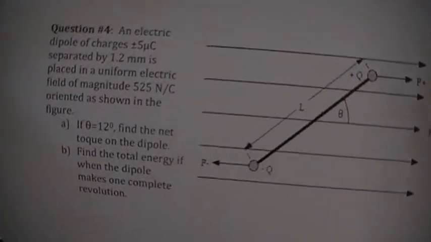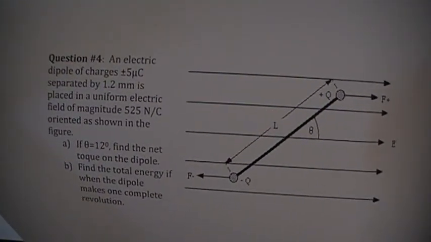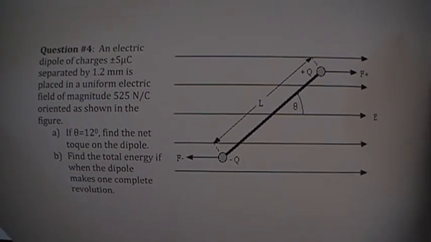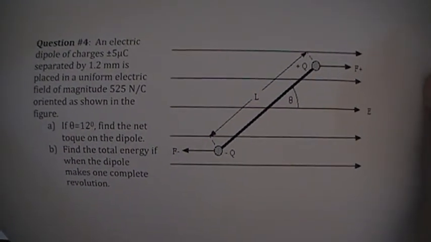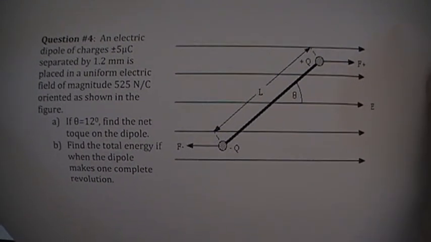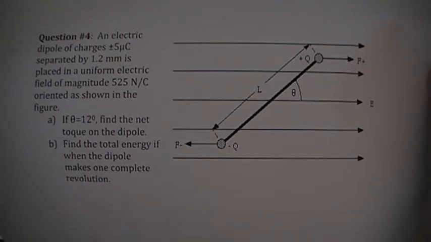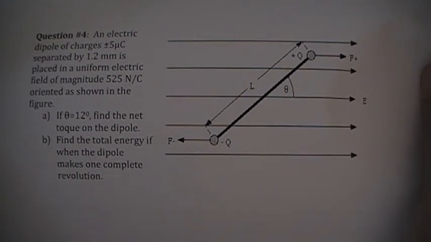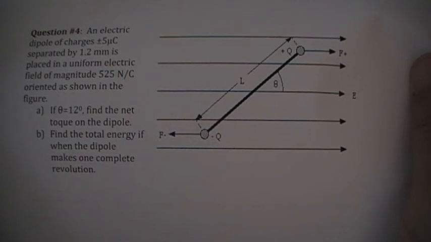Okay. Question number 4 is this question here, where it says that you have a dipole, an electric dipole. He gave you the charges, the separation between the charges, and the electric field. If theta was equal to 120, what's the net torque on the dipole? And second, he wants you to find the total energy. This is a very straightforward question, it should not give you any problem. I'm sure you guys did not have any problem with it.